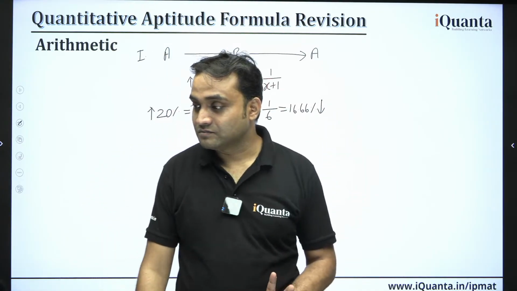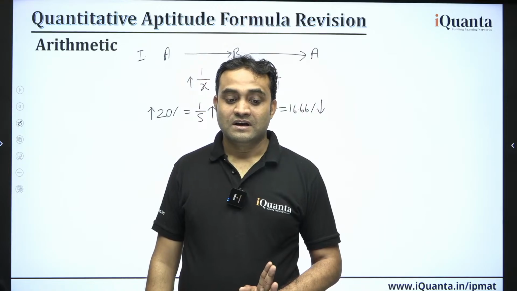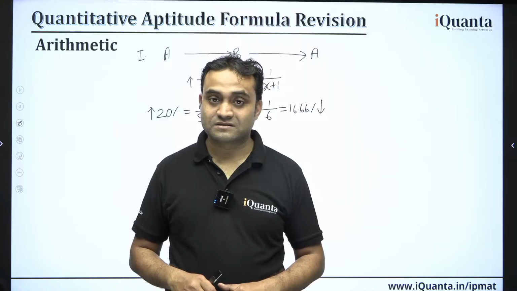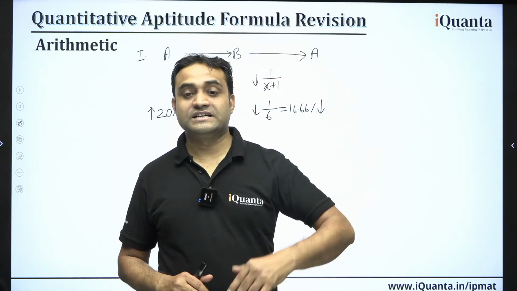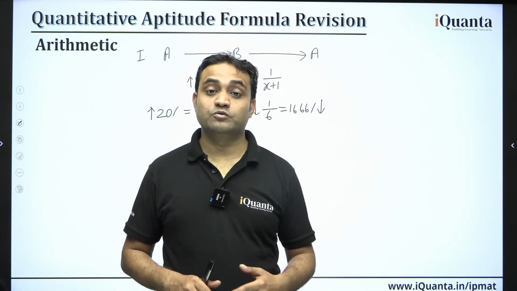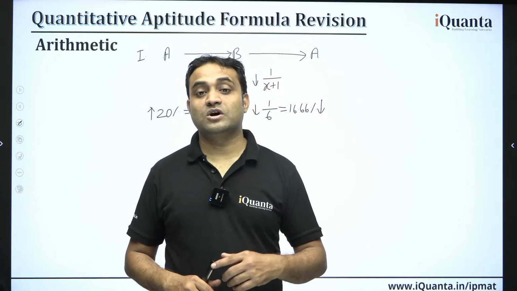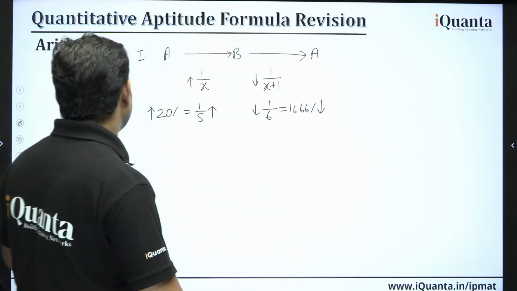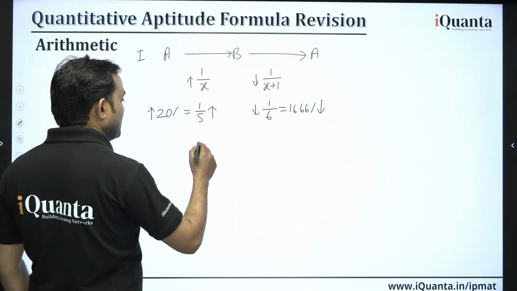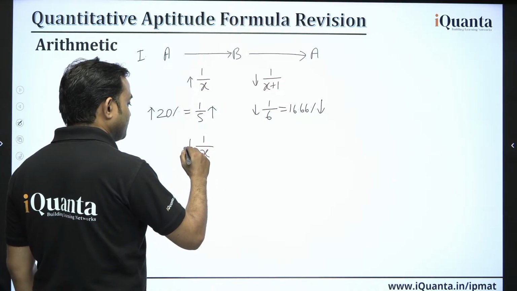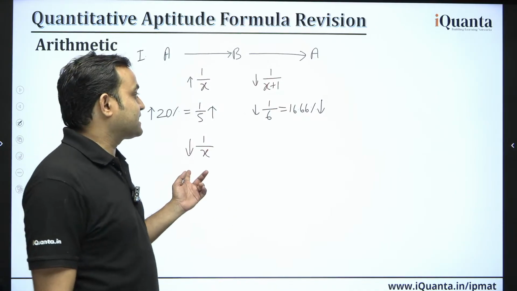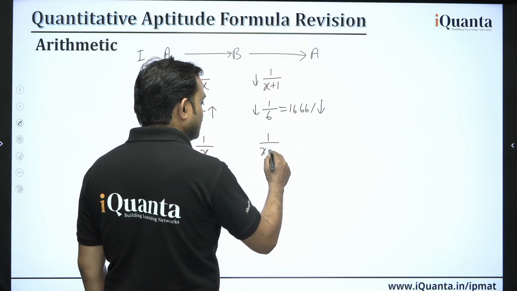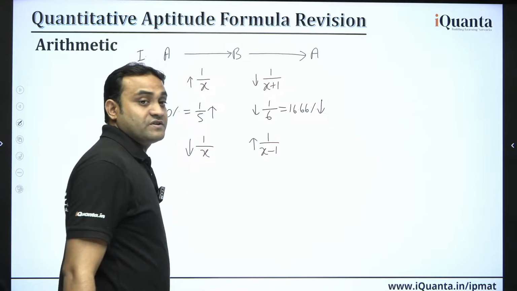Is that clear now? Let's say price is increased by 30%. With what value should it be decreased? Price is increased by 10%. With what value should it be decreased to bring it to the original value? You can use this method. Okay. Now similarly, we can say if A is decreased by 1 by x, with what value should it be increased to achieve the original value?